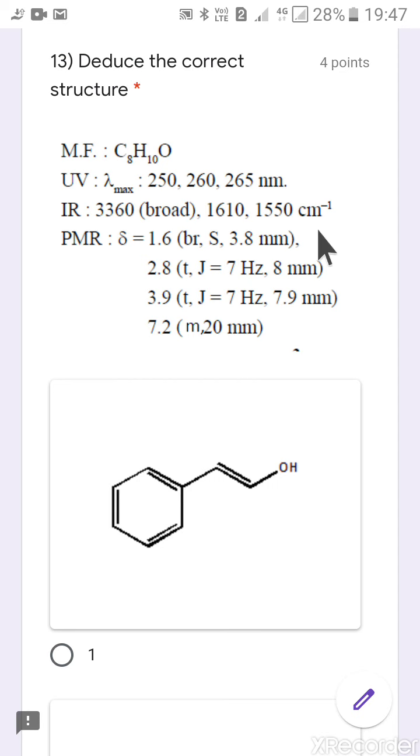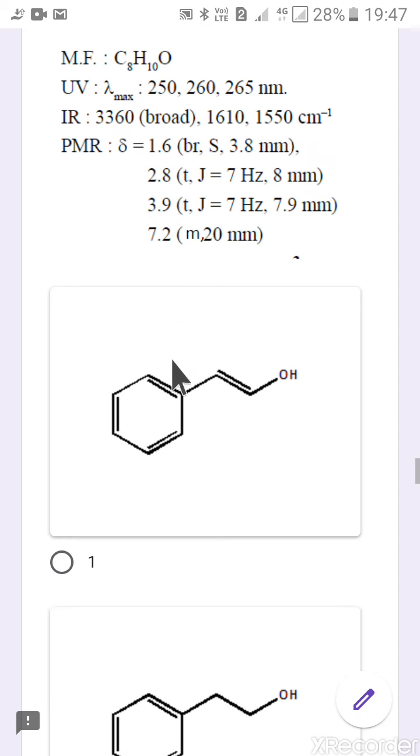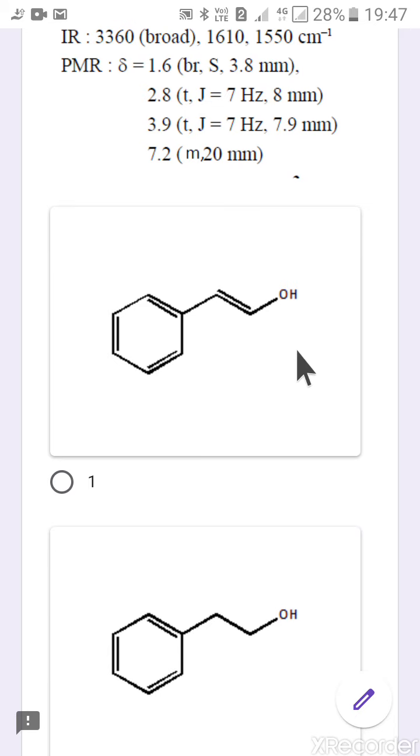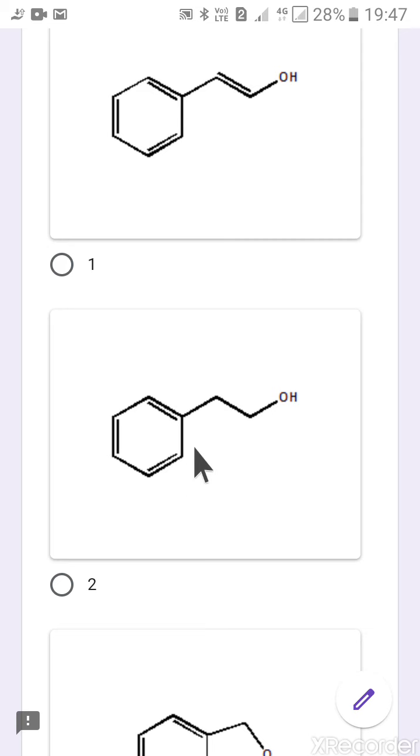The OH broad singlet is 1H. The 2.8 triplet of 2H is a CH2 attached to the sp2 carbon, and the 3.9 triplet of 2H means this CH2 is attached to the oxygen. So we have a CH2 attached to the sp2 carbon, a CH2 attached to the oxygen, and a monosubstituted benzene. Let's look for this kind of data. In this option we don't have a CH2 group, so this option is ruled out. In this option we have a monosubstituted benzene and two CH2s, one attached to the oxygen and another attached to the sp2 carbon.